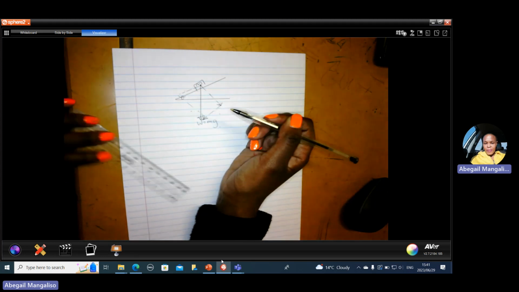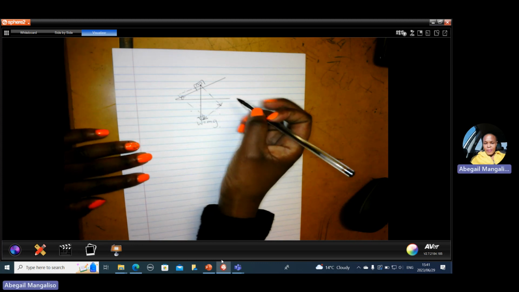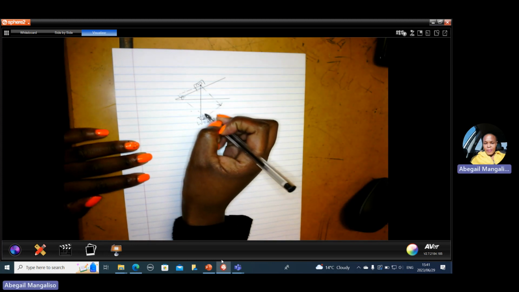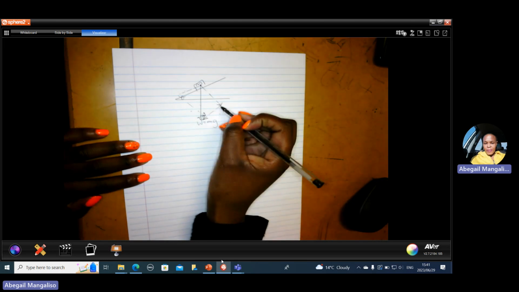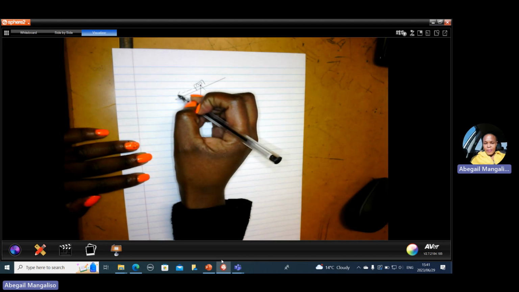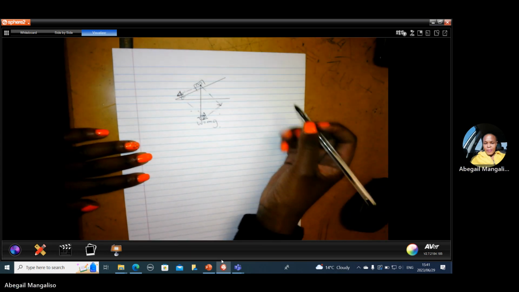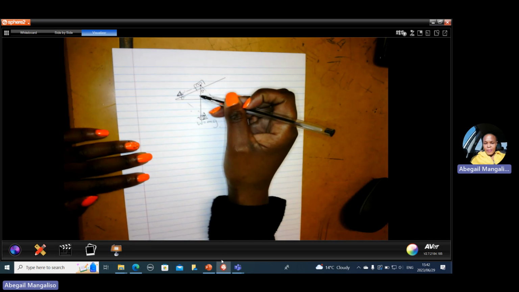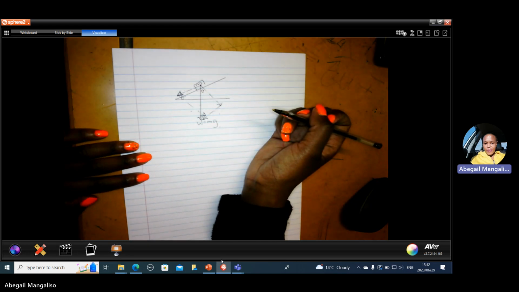In a parallelogram, two opposite sides are equal. The direction of this one is downwards, and also this side will be downwards. The direction of this one is to the left, and also this side will be to the left. This angle is equal to the angle formed between this component and the weight.